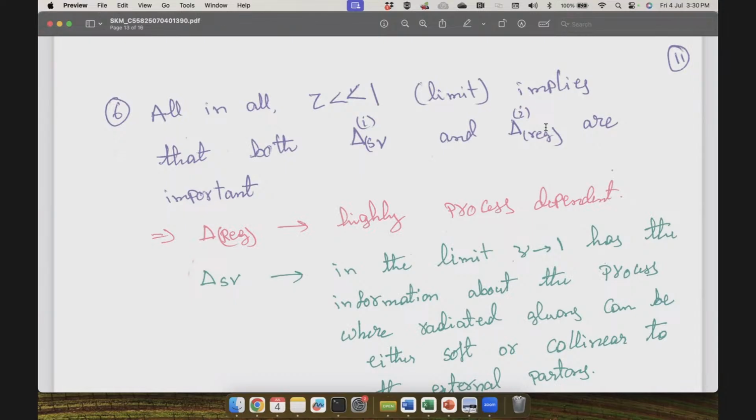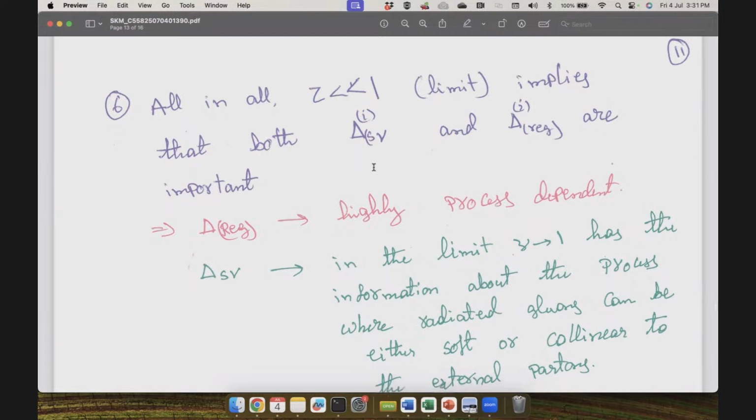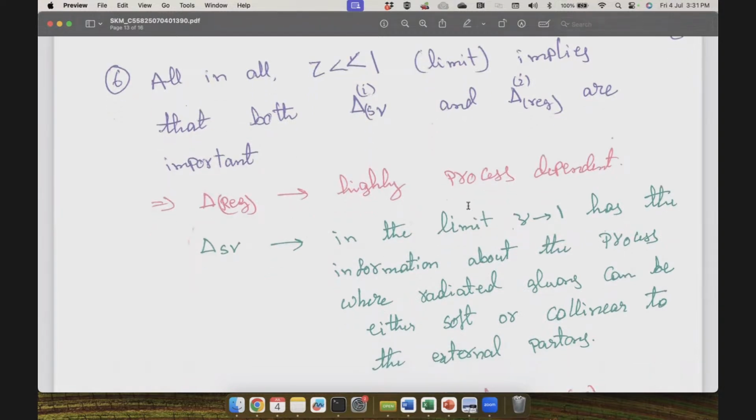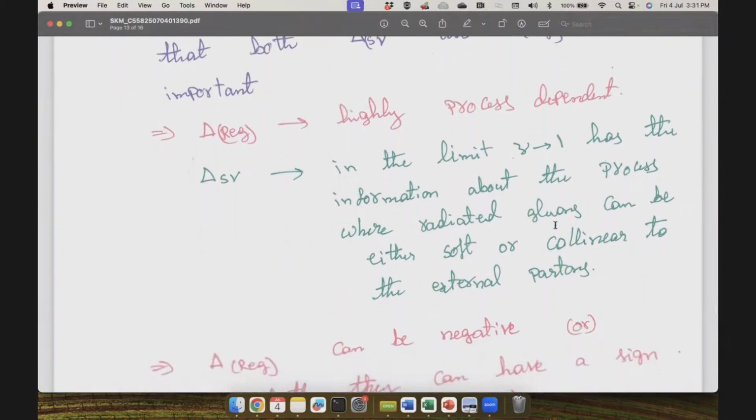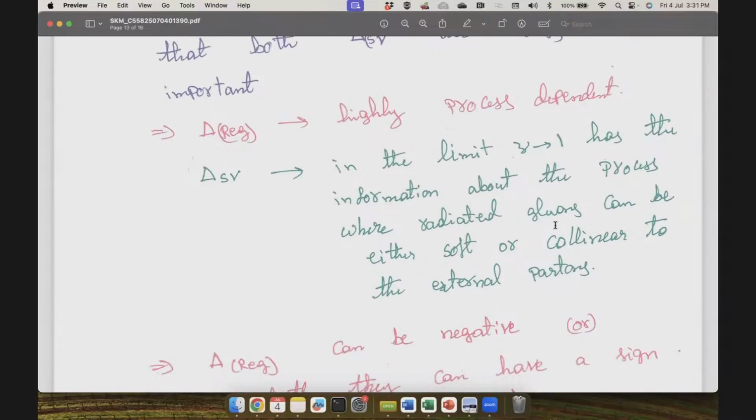So now, how do you rely on the validity of the perturbation theory? The most important information is that these regular terms are highly process dependent, whereas the delta SV terms, that is in the z equals to 1 limit, the soft virtual corrections, are almost process independent. In the sense, if you look at the z equals to 1 limit itself, the radiated gluons either have the soft limit or the collinear limit.